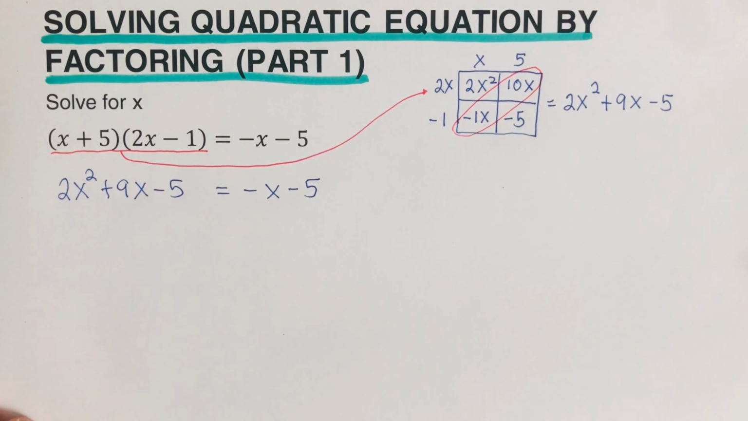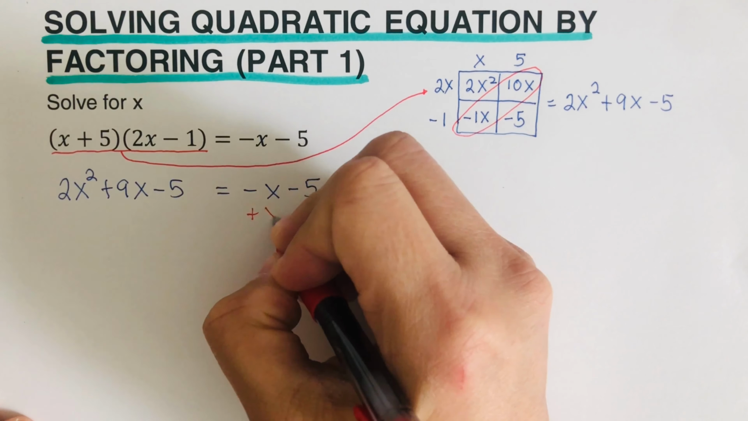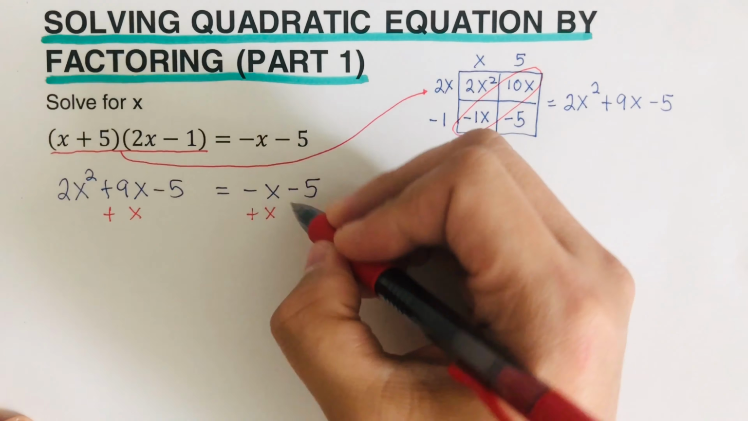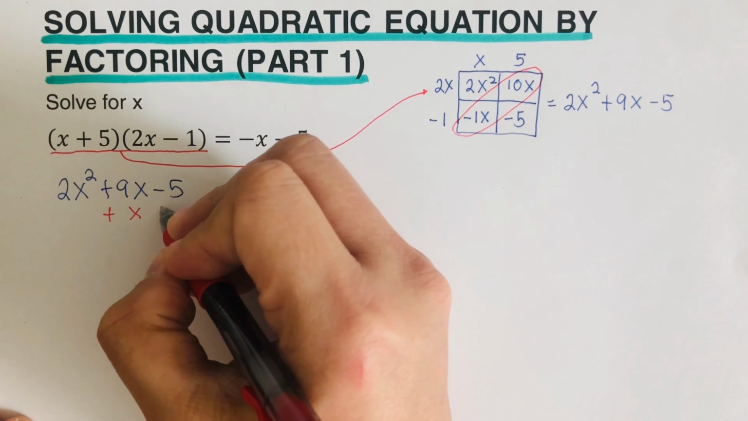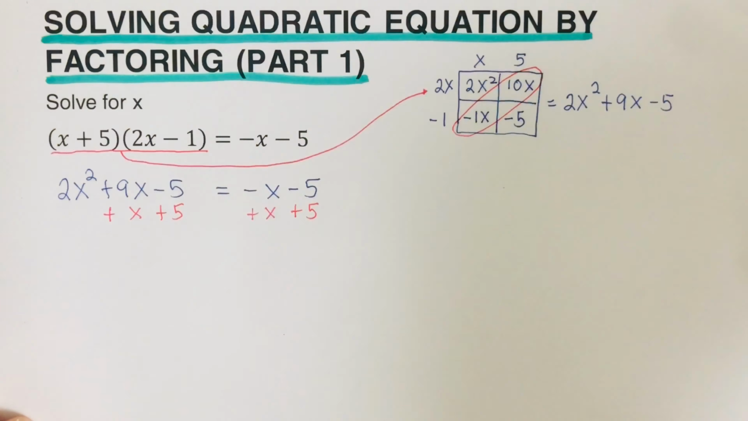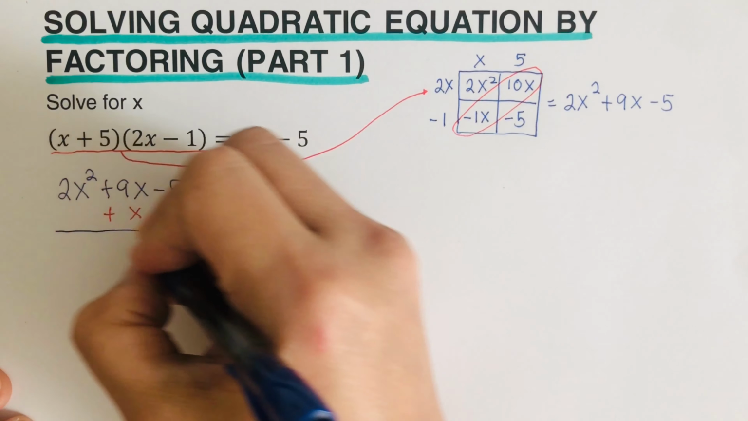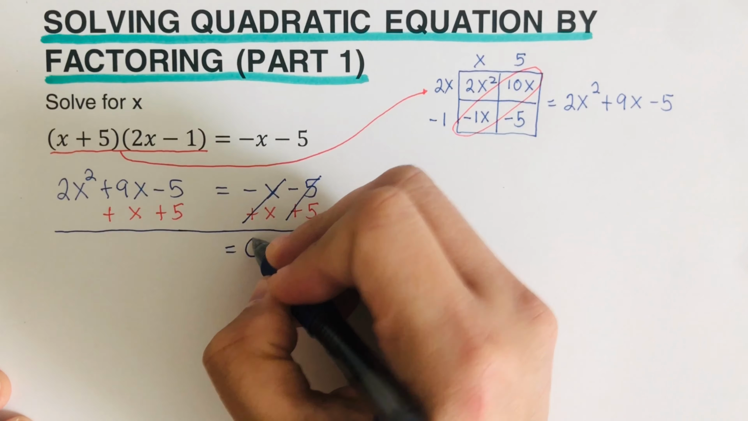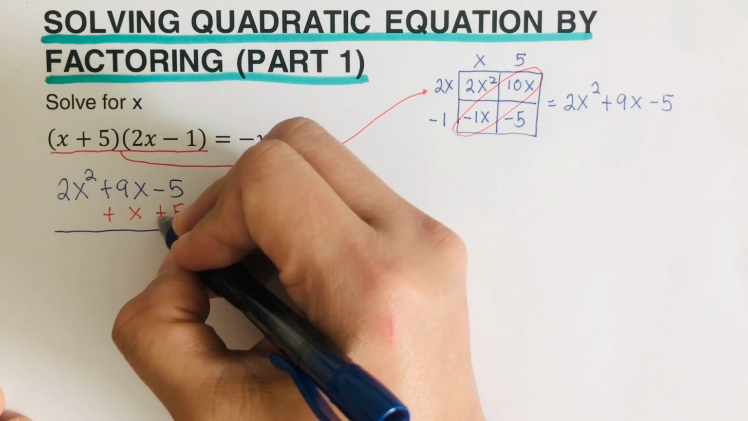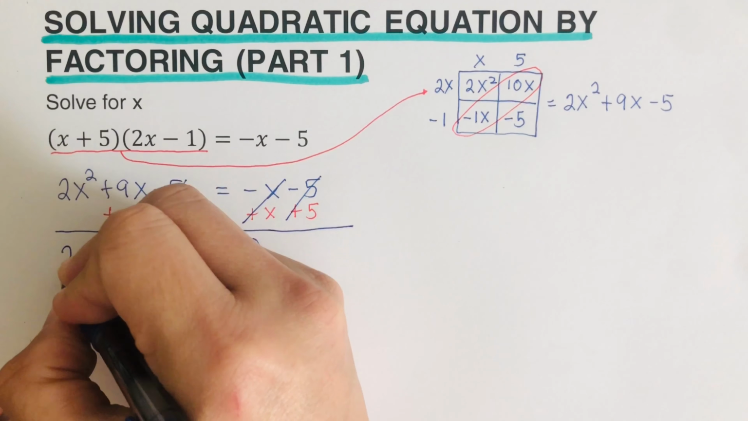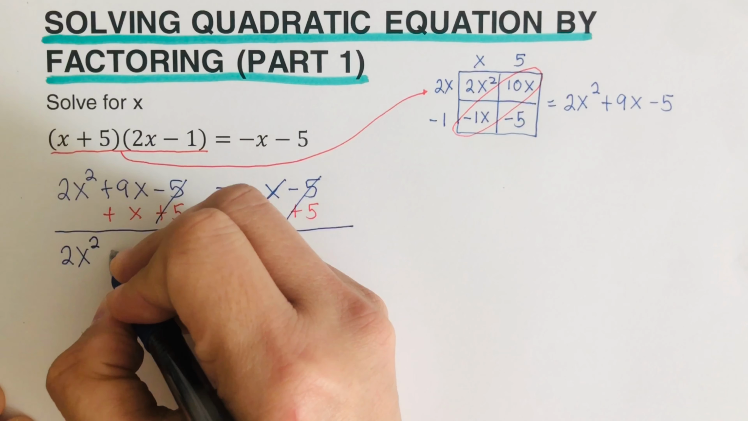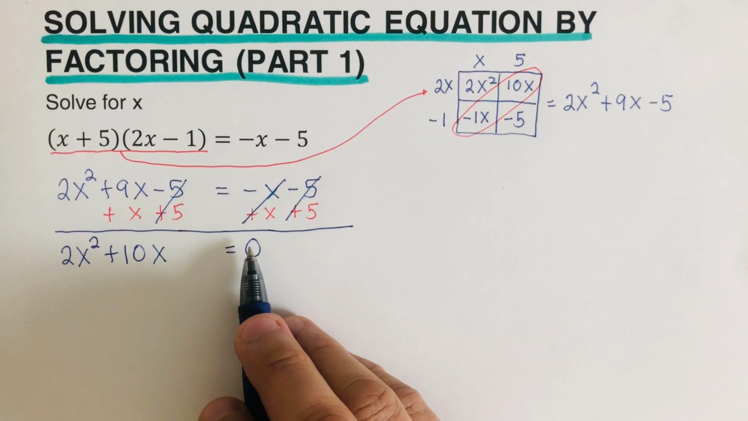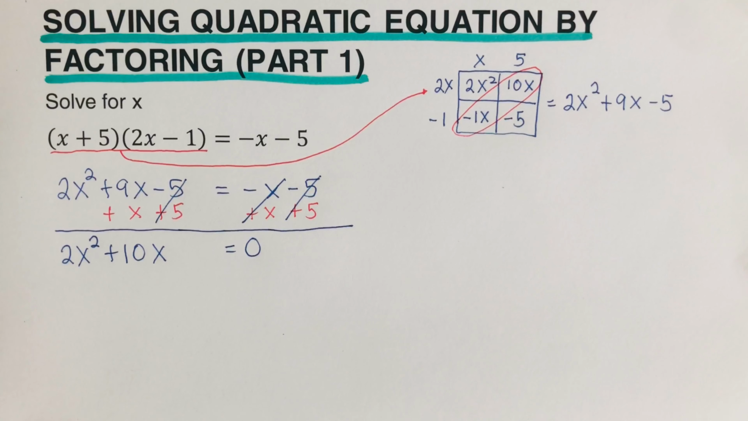So then we go ahead and add x to both sides. So plus x, and then we have a plus 5. So I'm going to add 5 to both sides as well. So we go ahead and cross this out. So the right side is 0, and these get crossed out as well. So we're left with 2x squared plus 10x, and that is equal to 0. Now we are ready to move on to the second step.